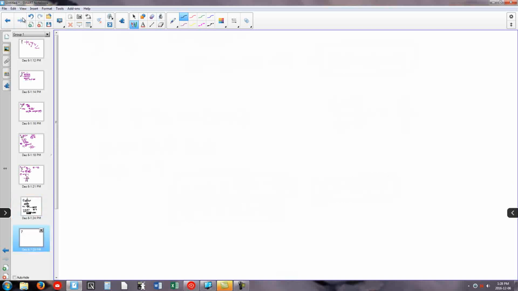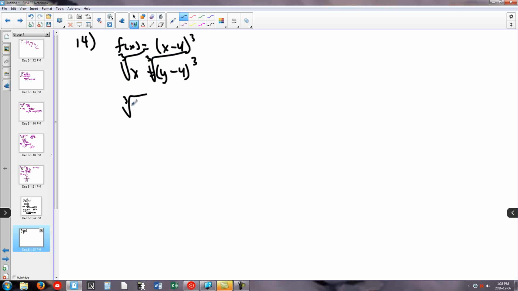Alright, question number 14. Your job is to find the inverse of f of x equals (x minus 4) cubed. The first step to finding an inverse is to switch x and y, and then solve for y. So I'll take a cube root of both sides. Now I have the cube root of x equals y minus 4.